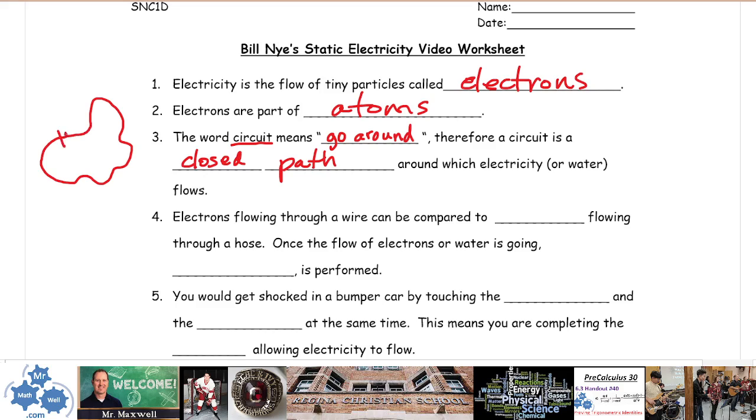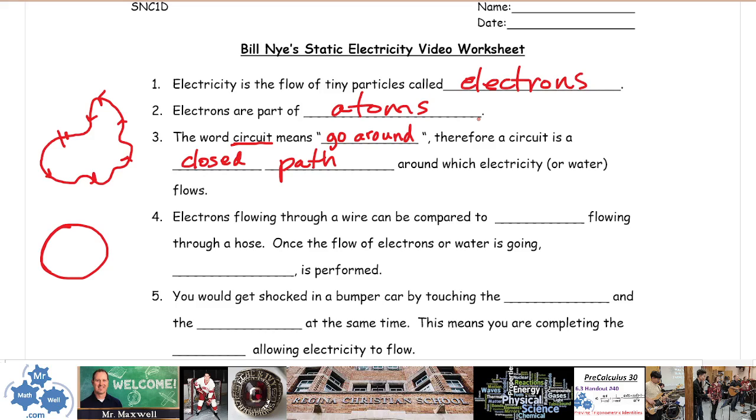Now there might be some kind of battery or power source that would push the electricity around this path, just like race cars on a track. But the word circuit, think about circle, or to go around and come back to the same spot. In a circle, you can go around and you always come back to the same spot every time you go around. It's similar.